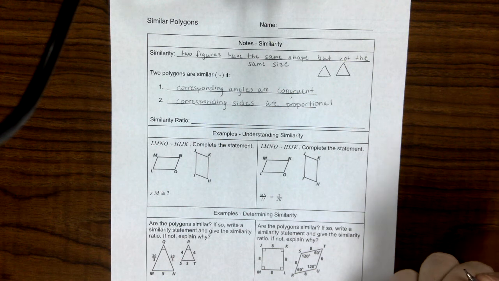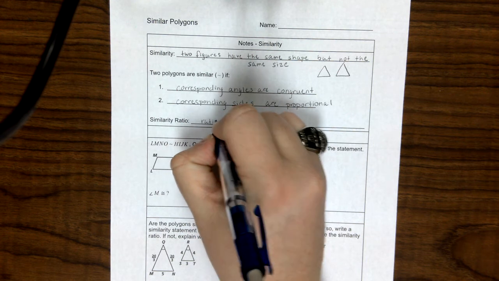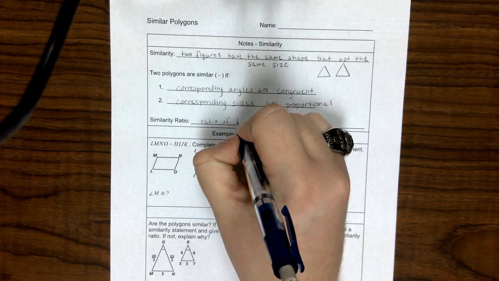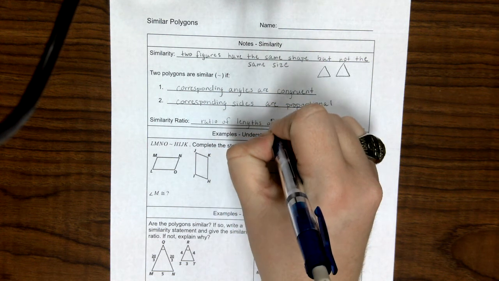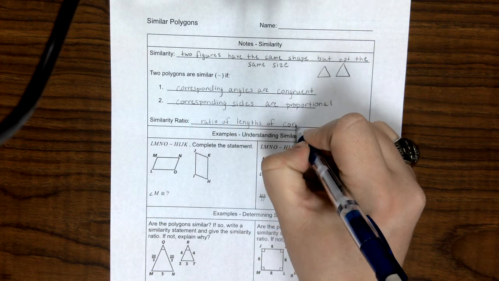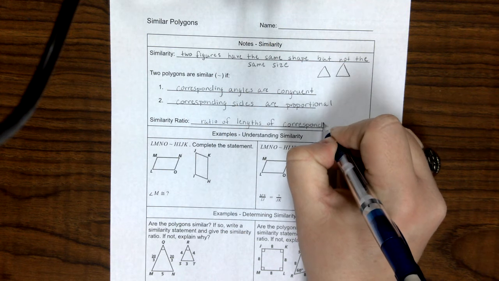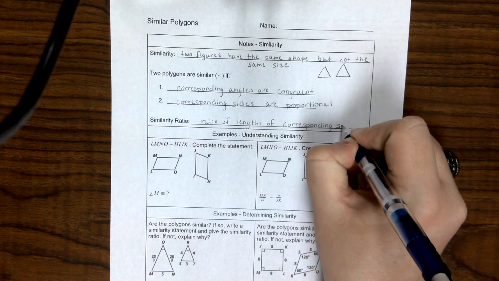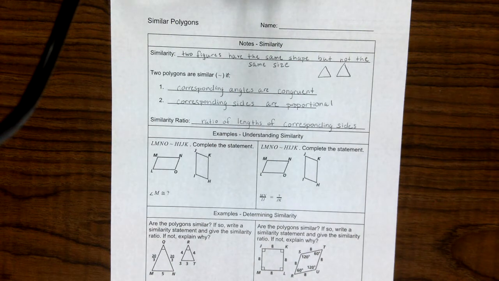Okay, and then we have a similarity ratio, which is the ratio of the lengths of corresponding sides. Okay, and you'll be asked to find that on some problems today.